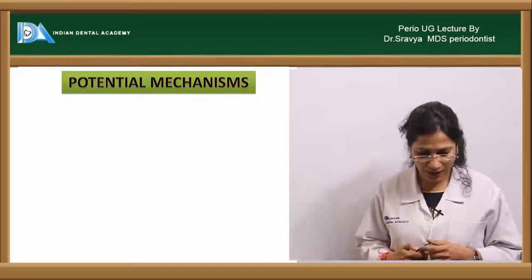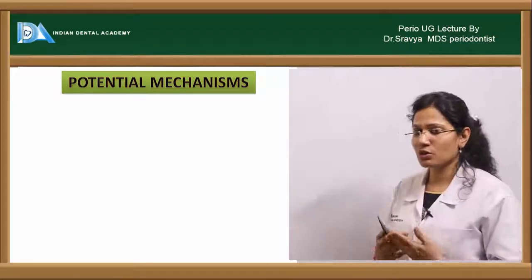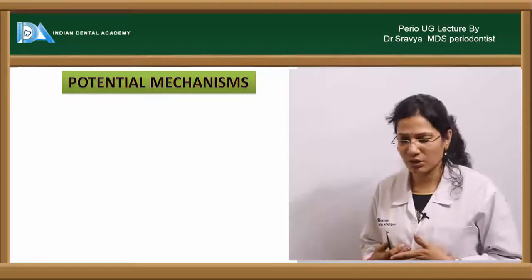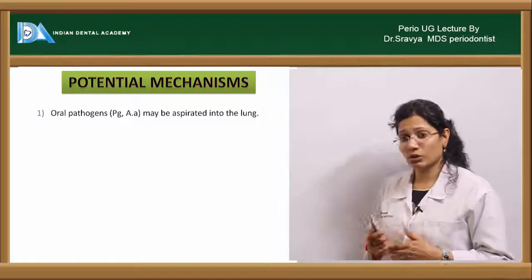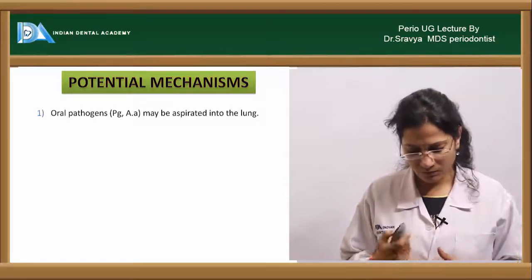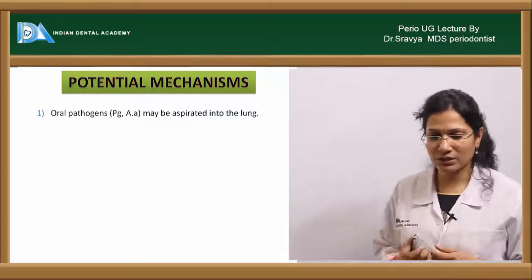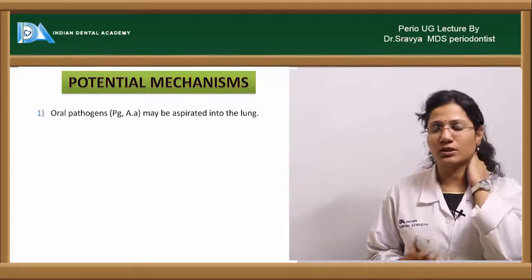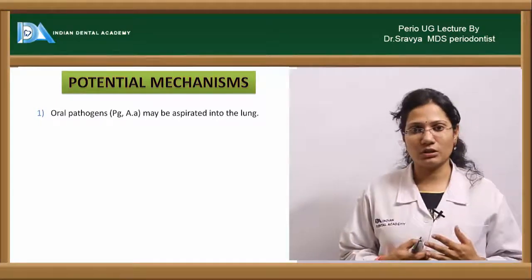What are the potential mechanisms that can link your respiratory diseases, be it pneumonia, COPD, or any kind of respiratory infection, with your periodontal infections? Now the first one is your oral pathogens, especially your periodontal pathogens, that is P. gingivalis and A. actinomycetemcomitans, which may be aspirated into the lungs.